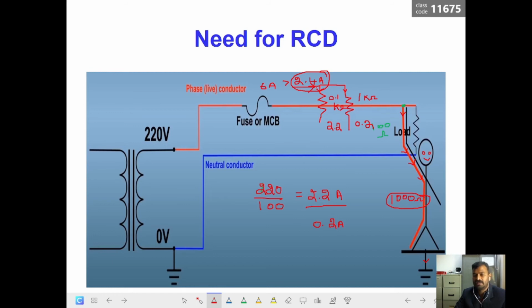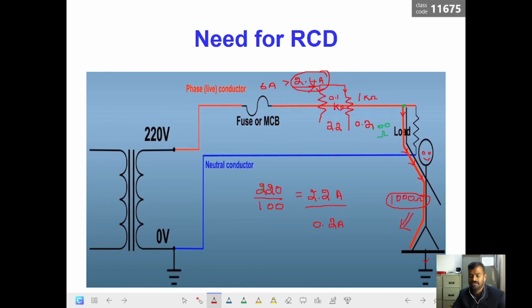Now, can you neglect this condition? Only 0.2 amperes of current is passing through this human body, so it does not affect the circuit, or the switch, or anything in the circuit. But this 0.2 amperes of current flowing through the human body, if it is sustained for 1 second or more, it would even kill the human.